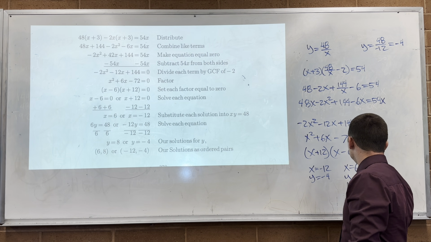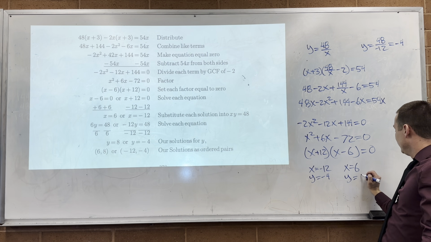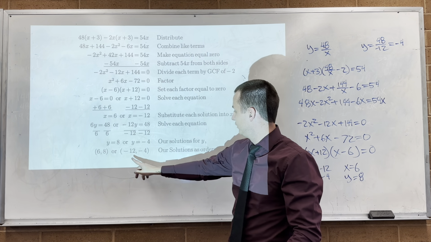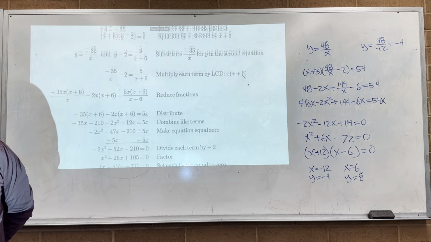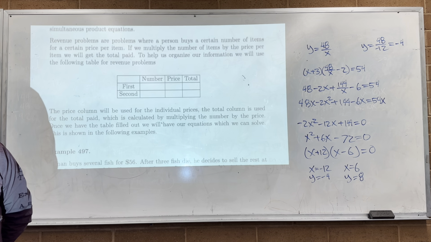So if x is equal to negative 12, y is equal to negative 4. And if x is equal to 6, what's 48 divided by 6? 8. And so negative 12, negative 4 are one answer, and 6, 8 are the other. So negative 12, negative 4, 6, 8. Okay. Next one.